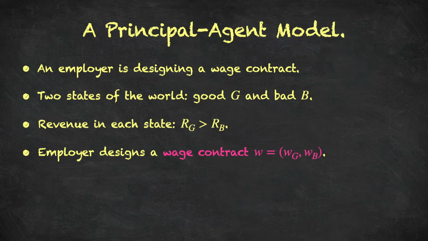So the employer will design a wage contract, which we will denote lowercase w, which has two dimensions: an amount WG, which is the amount that the employee will get paid if the employer observes a good level of revenue in the till at the end of the day, and an amount WB, which is the amount that the employee will be paid if the employer observes the bad level of revenue in the till at the end of the day.